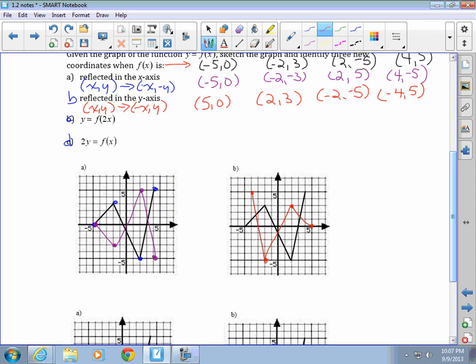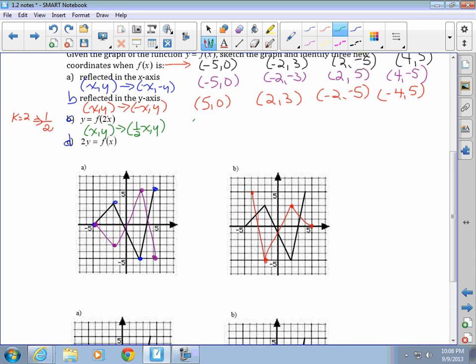So if it's y is equal to f of 2x, this is my k value. So that k value is 2. That means my scale is 1 over k, or 1 over 2. So my x values are going to be affected by 1 over 2. So x, y goes to 1/2 x, y.